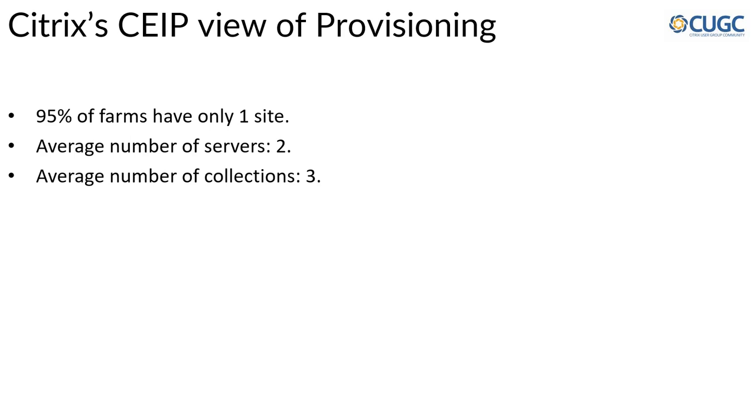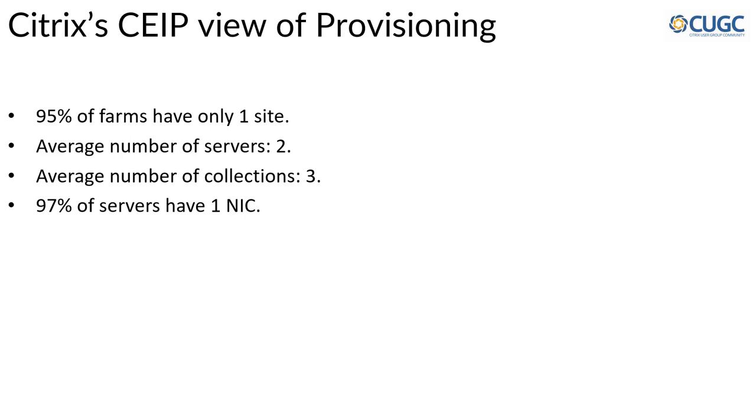Now, that's interesting. We did a bit of a survey on this, didn't we, Jim, for the last session that we went. This seems to fit with what people had in their environments: a relatively small number of servers, relatively small number of collections, and only one site. You would think, therefore, that that's the same across the board. What I think is more likely is that the people who actually sign up to the CEIP, because this is opt-in, tend to be smaller farms. That said, there's still some interesting information.